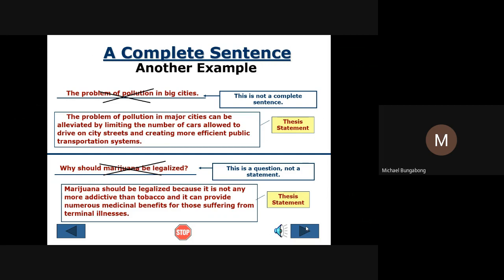So, on the second example, class: why should marijuana be legalized? Obviously, class, this is a form of question. And this question was raised also with Catriona Gray, if you remember that. So basically, if this is the question, for example, I give it as an asynchronous activity, what will you do in order to make it a thesis statement? So this is how you do it, okay? Marijuana should be legalized because it is not any more addictive than tobacco, and it can provide numerous medicinal benefits for those suffering from terminal illnesses.